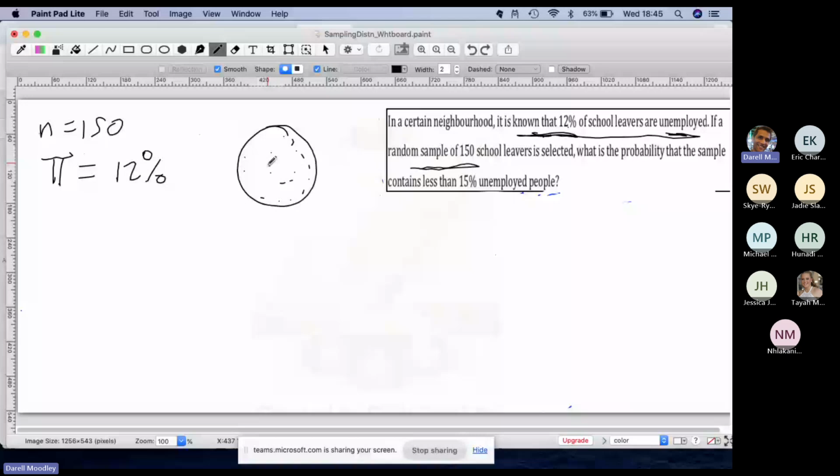So what you're trying to figure out, if you look at the last part of this question, is: what's the probability that the sample contains less than 15% unemployed people? So you're being asked, what is the probability that the percentage that you work out from these people, which we're going to represent as P, is what we're trying to work out. What's the chance that the percentage of people that are unemployed in the sample is less than 15%? That's what you're being asked.